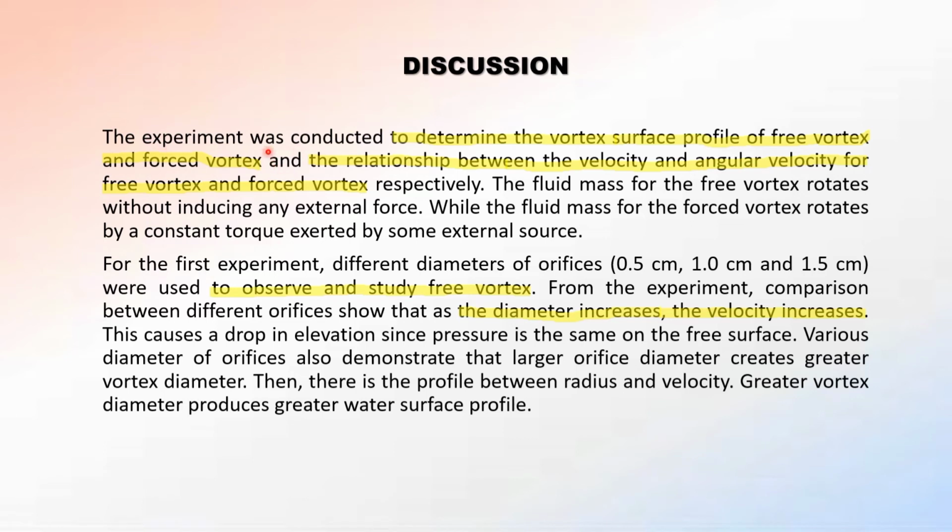Discussion. The experiment was conducted first to determine the vortex surface profile of free vortex and forced vortex, and second to determine the relationship between the velocity for free vortex and angular velocity for forced vortex. For the first experiment, different diameters of orifices were used to observe and study free vortex. Comparison between different orifices shows that as the diameter increases, the velocity increases. This causes a drop in elevation since pressure is the same on the free surface. Various orifice diameters also demonstrate that a larger orifice diameter creates a greater vortex diameter.